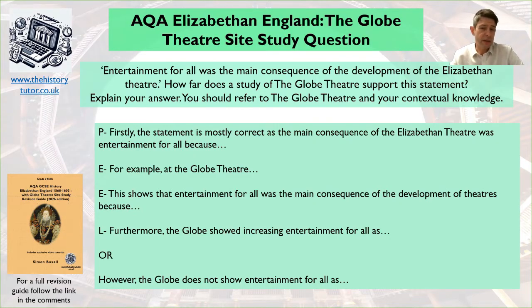You could choose at this stage to talk about the Globe Theatre or just theatres in general. So this shows entertainment for all was the main consequence of development of theatres because. So explaining, again, in your explanation, if you've not really talked about Globe Theatre in your evidence, you should really talk about the Globe Theatre when explaining, and vice versa. So you need to have some sort of entertainment knowledge in there and probably some knowledge about the Globe Theatre. Then we're doing a wider link. If we think entertainment was very important, try and give a second idea about why entertainment was very important. If you don't think it was very important, maybe give a weakness of it. Maybe how the Globe Theatre does not show the importance of entertainment for all.